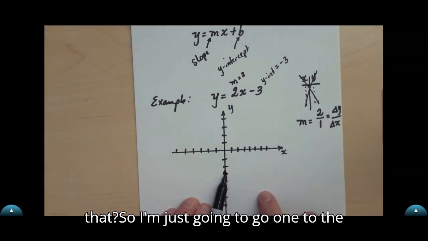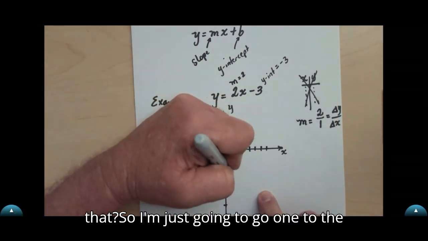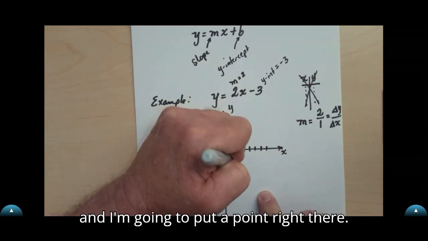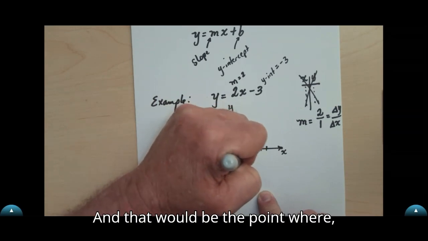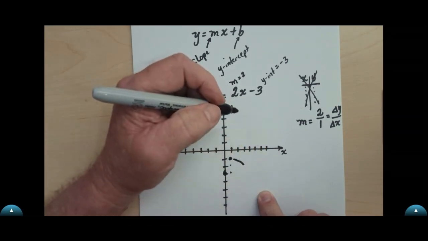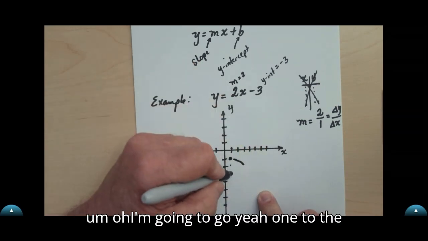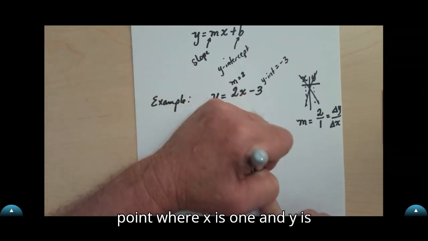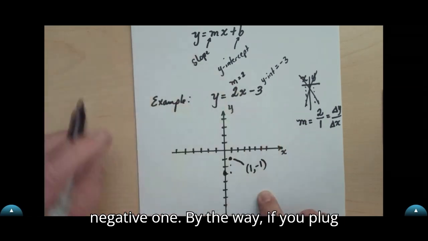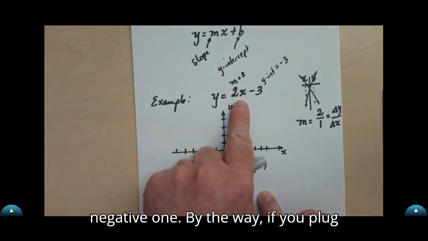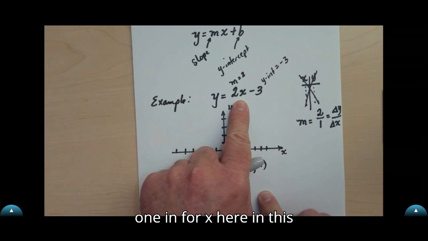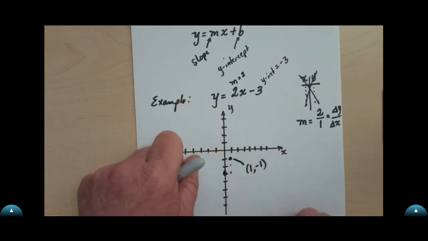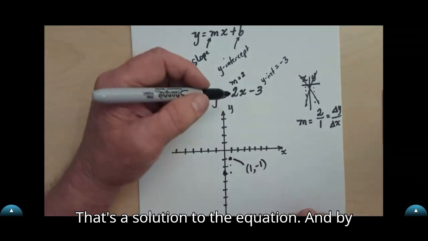Everybody see that? So I'm just going to go 1 to the right and I'm going to go up 1, 2, and I'm going to put a point right there. And that would be the point where, I'm going to go 1 to the right and up 2, and that would be the point where x is 1 and y is negative 1. By the way, if you plug 1 in for x here in this equation, you're going to see that you get negative 1 for y, right? That's a solution to the equation.